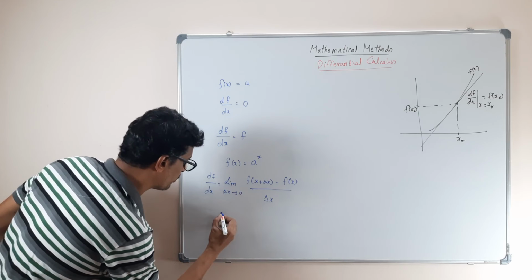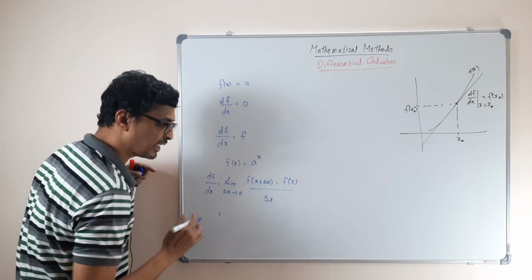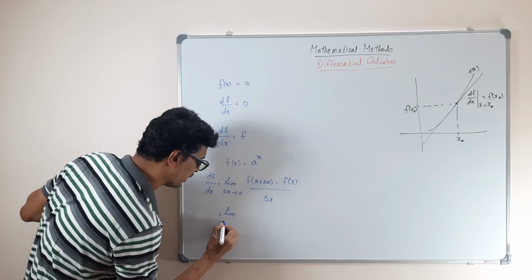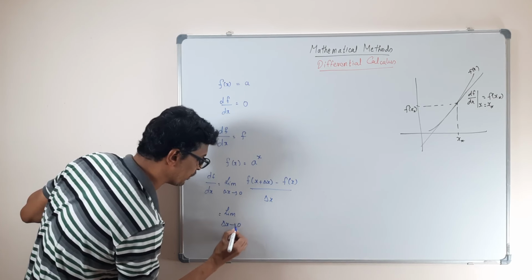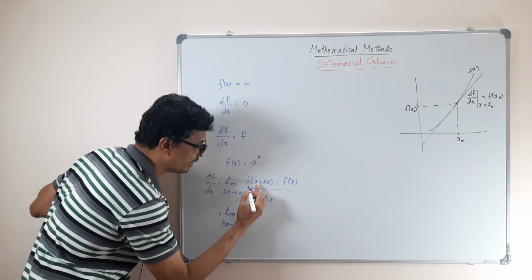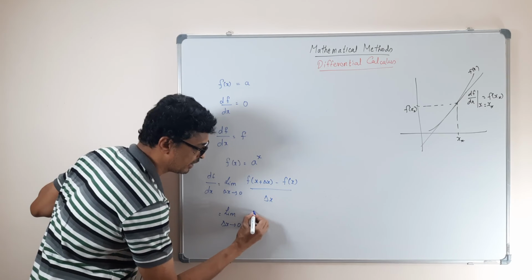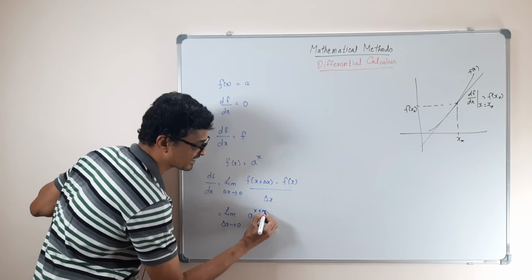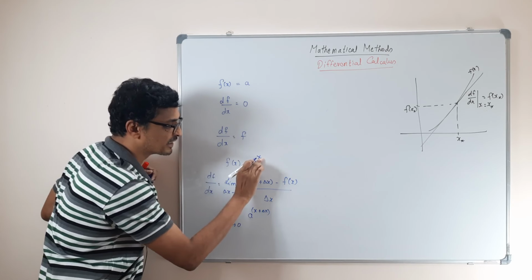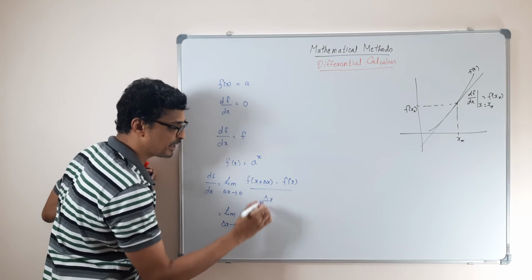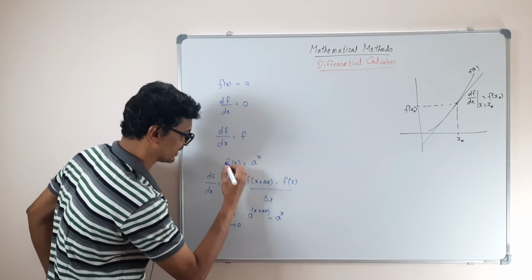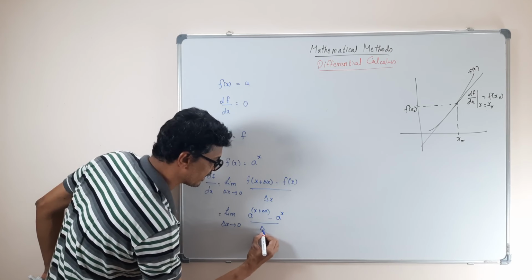Okay, tell me. So this will be what? So our f of x is equal to a power x, correct? So then this will be what? Limit delta x tends to 0. Okay. So what this will be, tell me? A power x plus delta x, correct? You have to just replace f of x, na? F of x is x, so f of x plus delta x means the x will be replaced by x plus delta x, correct? Minus a power x, that's f of x, divided by delta x.